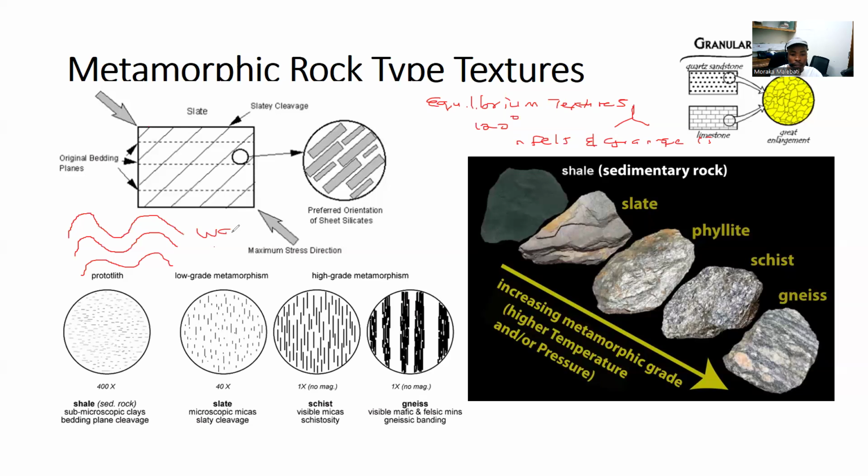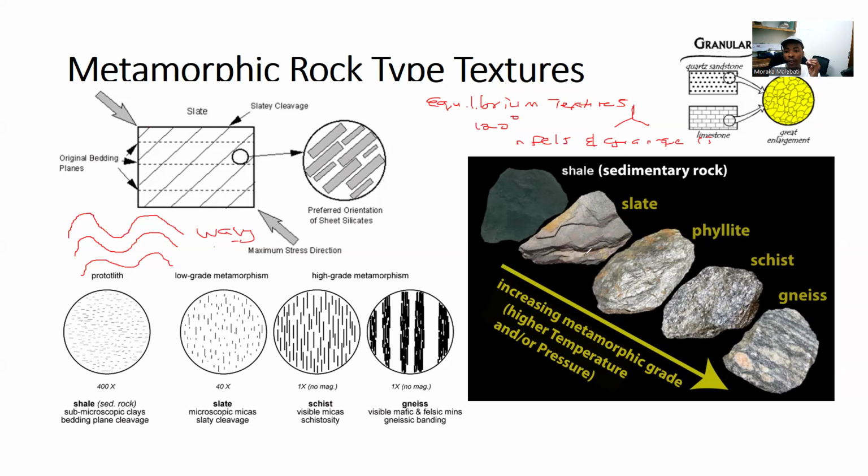So we say their foliations are wavy. The wavy foliations are characteristic of what you call a phyllite. The micas are becoming a bit more pronounced, but still you cannot see them with your naked eyes. You need the usage of the microscope, but at least they are bigger than what is in the slate.